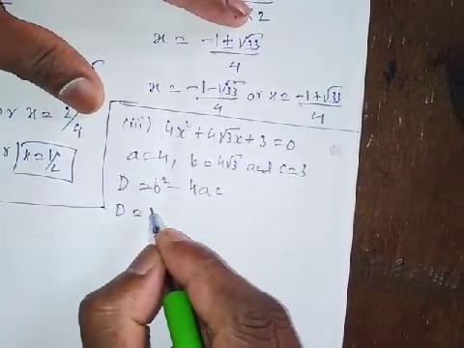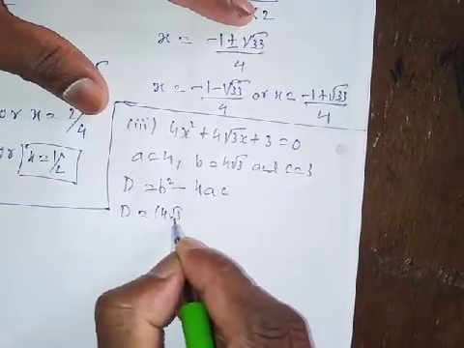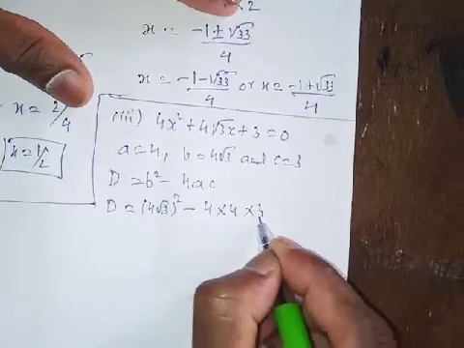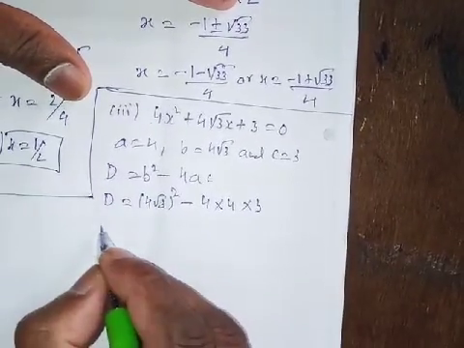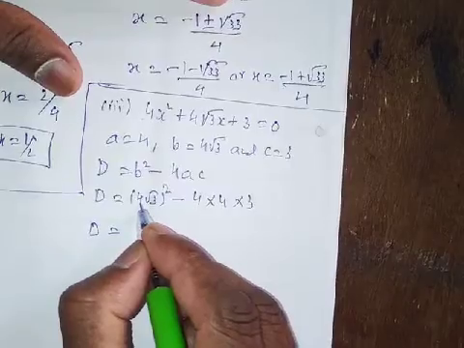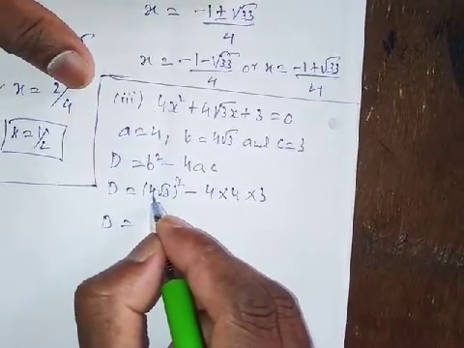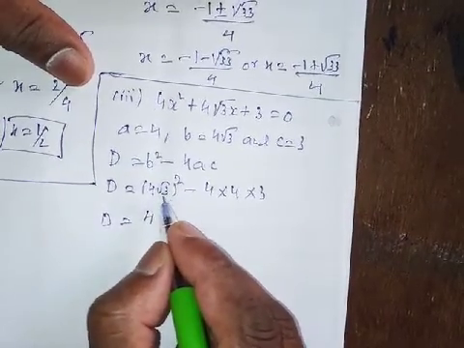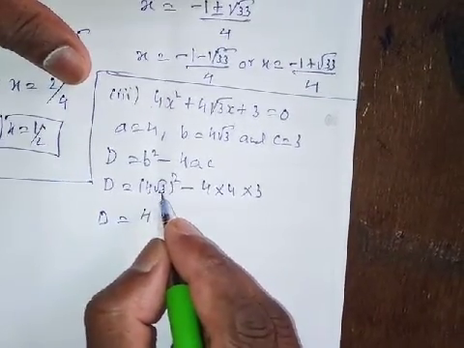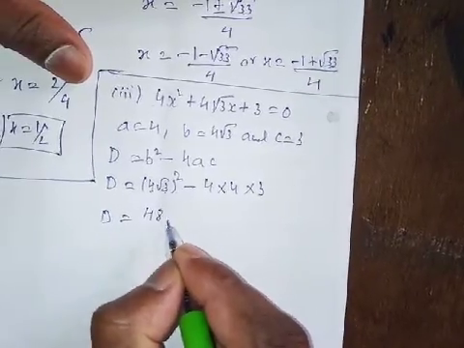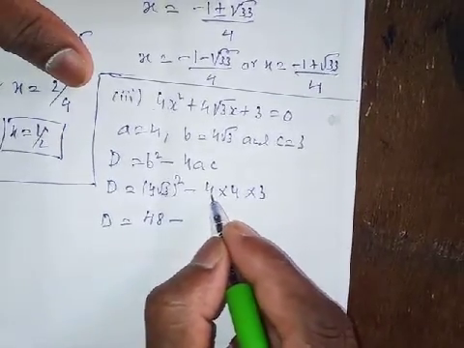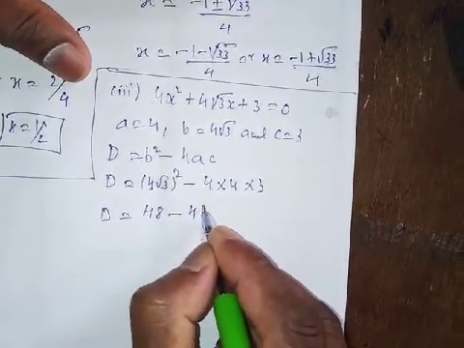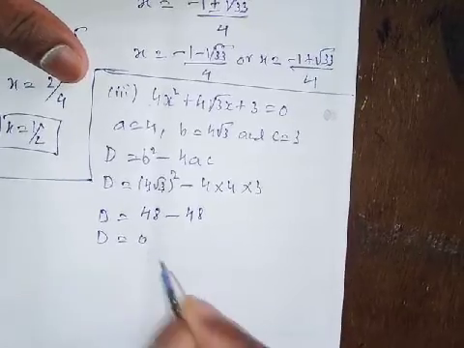So D is 4 root 3 whole square minus 4 into a. A is 4, into 3. So 4 into 4, 16. 16 into root 3 square. Root 3 square means 3. So 4 4s are 16, 16 into 3. 16 3s are 48. So what do we get? D is equal to 0.